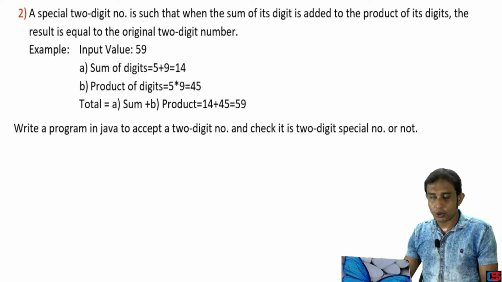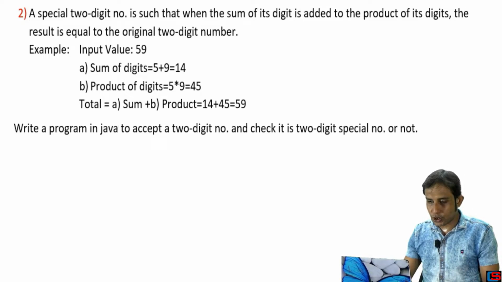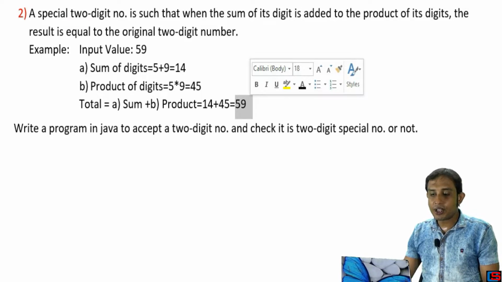So the individual digits are 5 and 9. Now we are going to sum these two digits individually. So 5 plus 9 becomes 14 and the product of digits 5 into 9 becomes 45, and now we are going to add these two, that is 14 plus 45. So 14 plus 45 becomes 59. Now 59 is the inputted number.